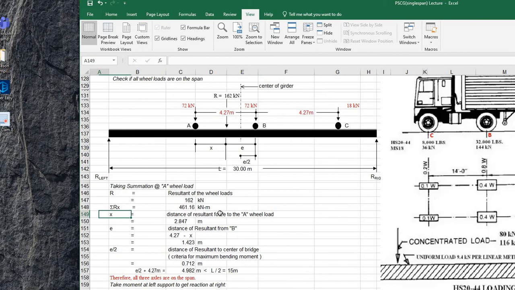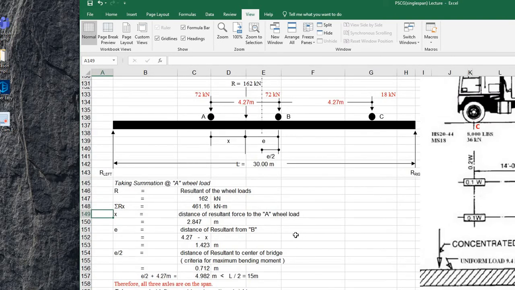And then, we will now take moments. So, taking summation at A, the resultant of the three wheels is 72 plus 72 plus 18, which gives you 162 kilonewtons. And that 162 kilonewtons is located somewhere in the middle of these two wheel loads, 72 and 72.